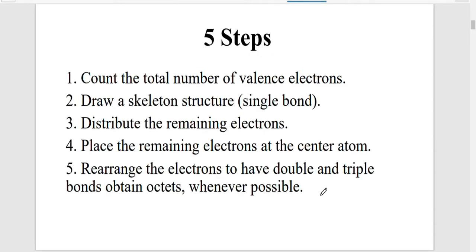There are 5 steps to be followed to formulate the Lewis structure. First, we need to count the total number of valence electrons. Second, we need to draw a skeleton structure by forming a single bond between the elements in the compound. Third, we need to distribute the remaining electrons to the terminal atoms. Fourth, we need to place the remaining electrons at the center atom. Fifth, we need to rearrange electrons to have double and triple bonds to obtain octets whenever possible.